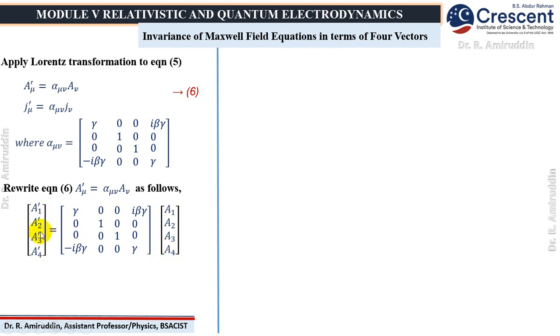So A1 prime left hand side is equal to gamma into A1 plus 0 into A2, 0 A3, plus I beta gamma A4. So ignoring these 0 terms, we do have A1 prime is equal to gamma A1 plus I beta gamma A4. And as we know that in the previous slide we represented beta as v by c. So we will write this equation, A1 prime is equal to gamma into A1 plus I v by c A4.